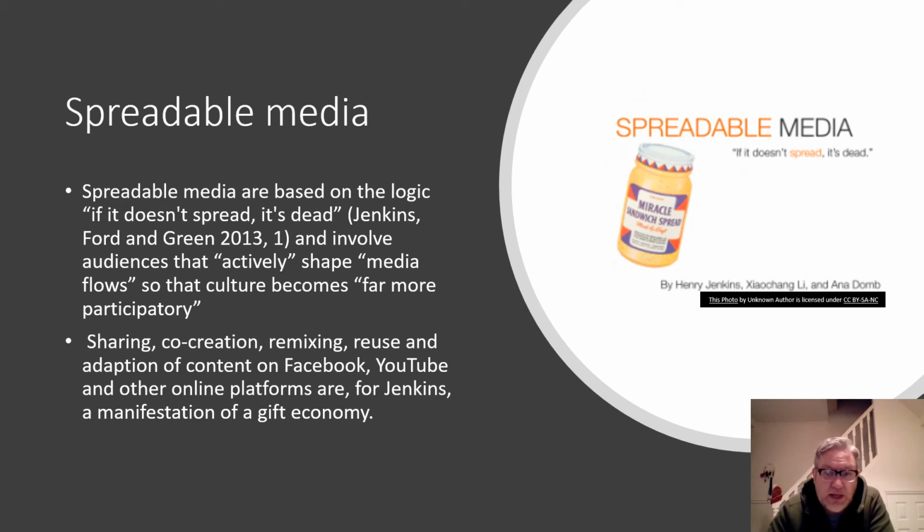The meme is a classic example of what we mean by spreadable media in this case. Created by people, they take advantage of particular flows of social media to be spread. And there's a feeling of participation that something from the ground up has been spread around the world if it becomes viral. So sharing, co-creation, remixing, reuse, adaptation of content on Facebook, YouTube, and other platforms are for Jenkins a manifestation of what he calls a gift economy, which is founded on this notion of spreadable media.